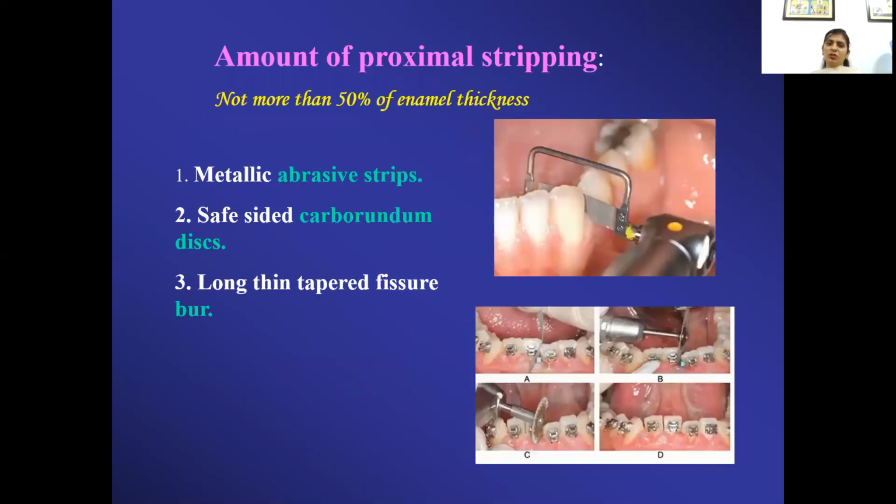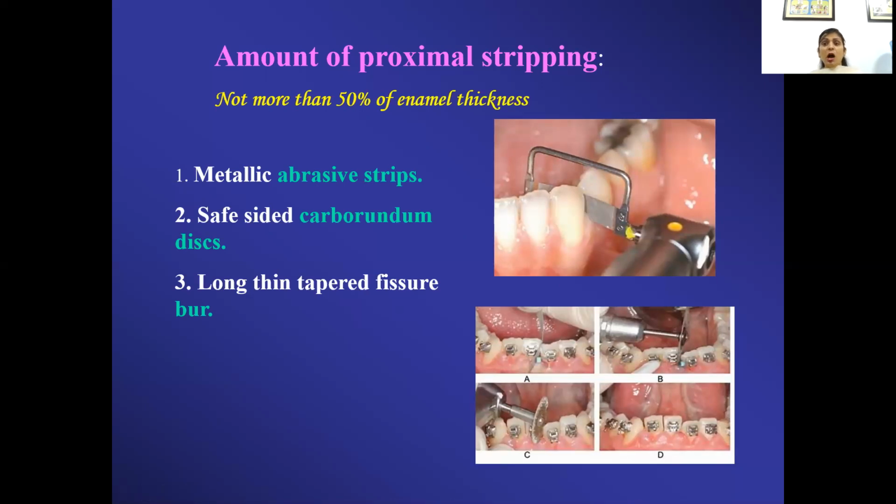So the methods of proximal stripping include metallic abrasive strips. As you can see in the first picture, the strip is held in the air rotor and it is used intraorally. In the second picture, we can see the strip as well as the carborundum disc. So these discs come single-sided or double-sided also. We can use according to the patient situation. Another method by which we can carry out proximal stripping is the long thin tapered fissure bur. We can use the tapered fissure bur in the air rotor and then we can slice the enamel.